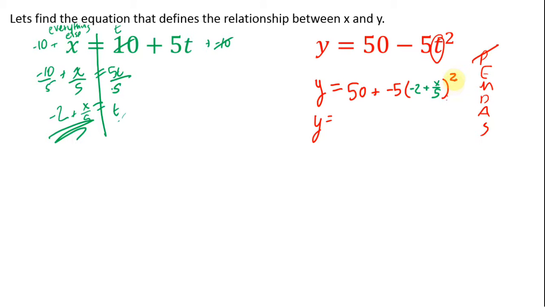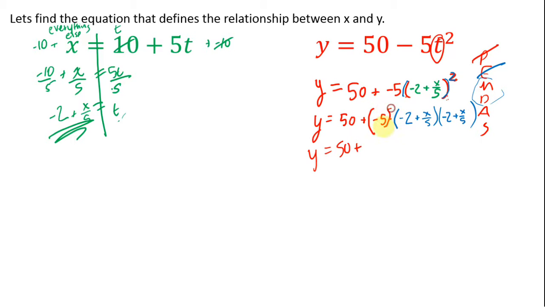Exponents indicate repeated multiplication, so I will need to multiply whatever this 2 is next to, which is a set of parentheses, 2 times. 2 sets of negative 2 plus x over 5 multiplied together. I will bring down everything else. Alright, now I'm done with my exponents. Moving on to the multiplication and division step of PEMDAS. Right now, this 50 doesn't have anything that it's going to be multiplied with, so I can just bring it down. Next, I come to 5 times negative 2 plus x over 5 times negative 2 plus x over 5.